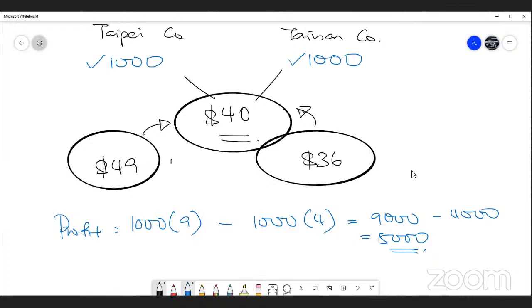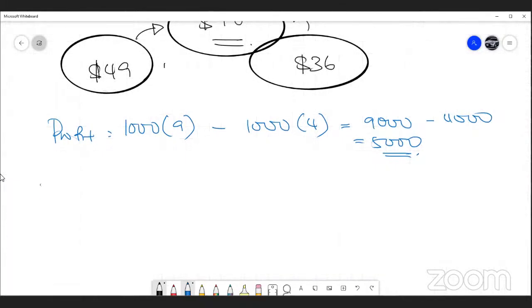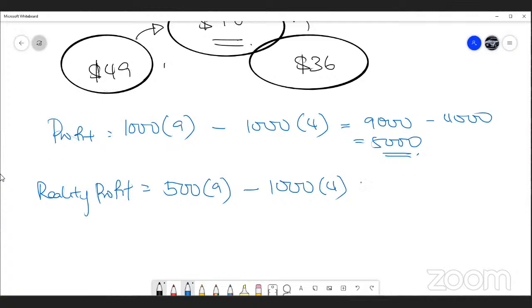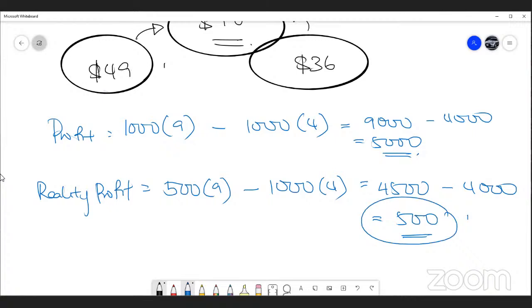Question number 2. What profit do you actually expect? The reality: the undervalued one you can only get half. So half means 500 times $9, a profit of $9 per share, and you can only buy 500. And the overvalued one, you can get the full 1,000, so you make a loss of 4K here. So do you still make money? Yes, 4.5K minus 4,000. You still make a profit of 500, even after the rationing. Any questions so far?